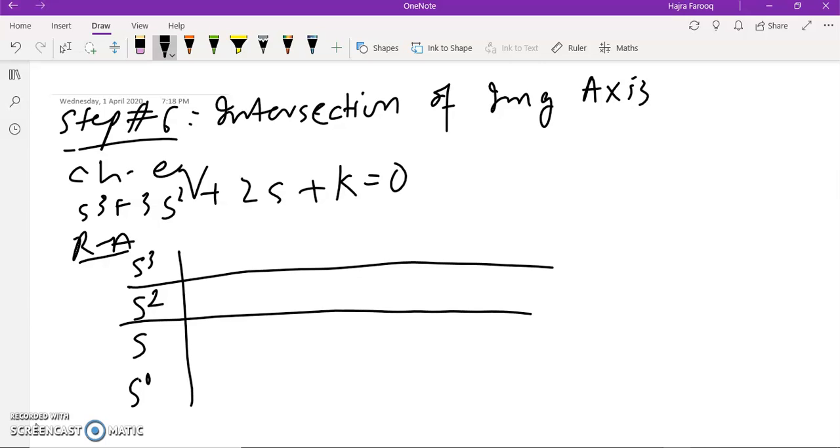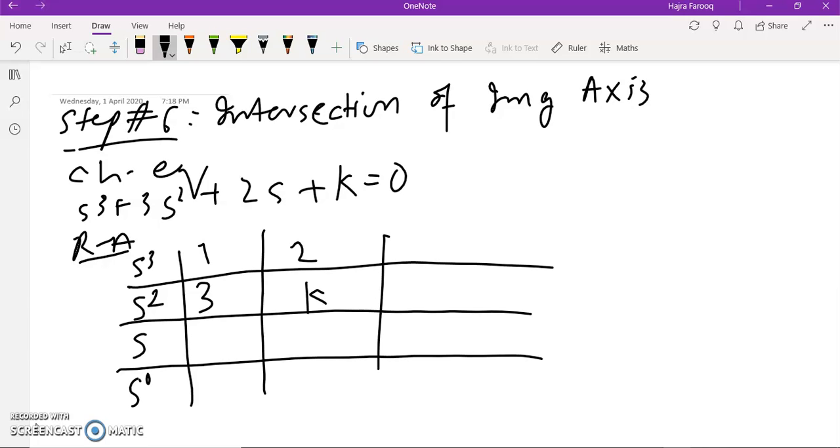So you have to write 1, 3, 2, k, and this is 0 and 0. Okay, you have to actually find a determinant. For this value you will have 6 minus k over 3. That is, you will multiply 3 into 2 minus k into 1 divided by 3. Here you will have 0, because when 3 is multiplied with 0 and minus 1 into 0 over 3, the answer will be 0 there.